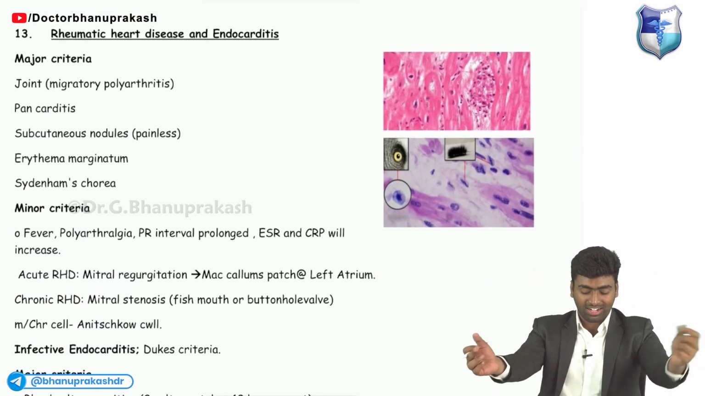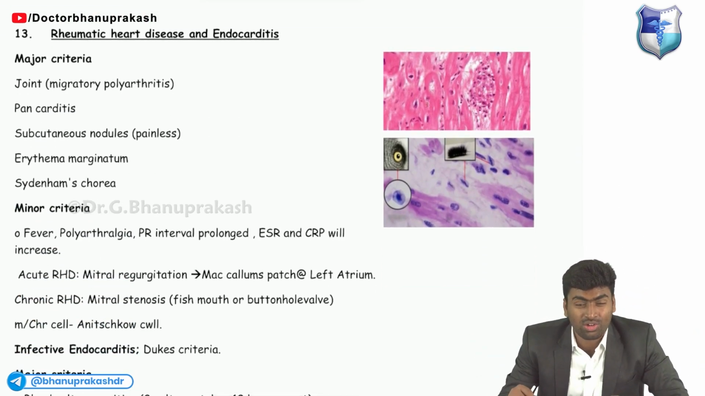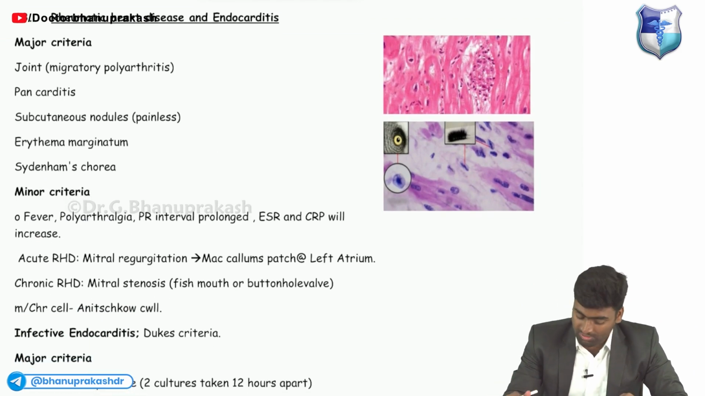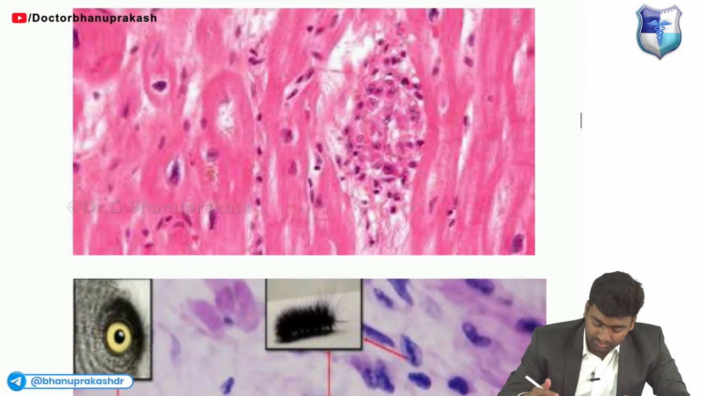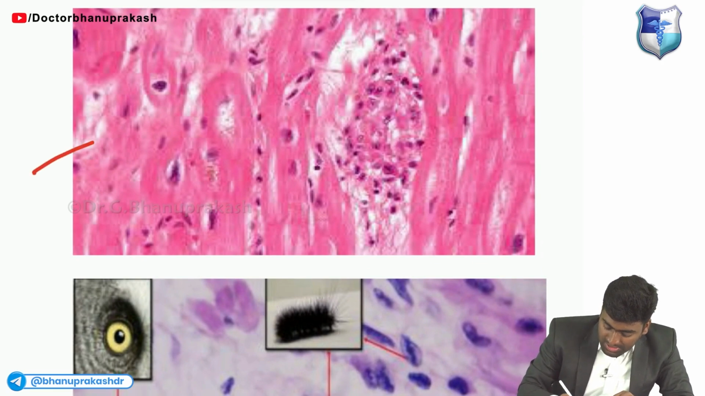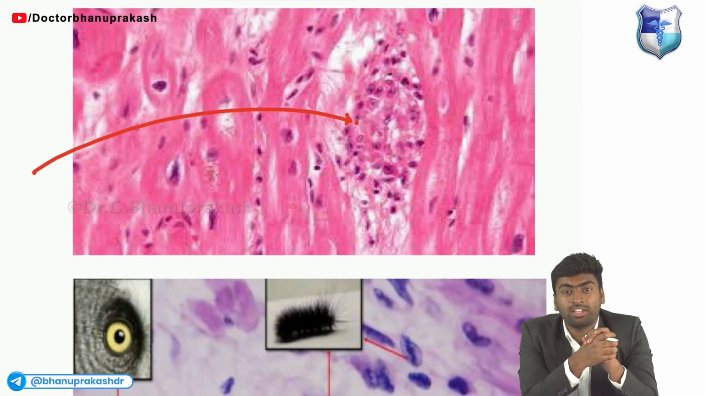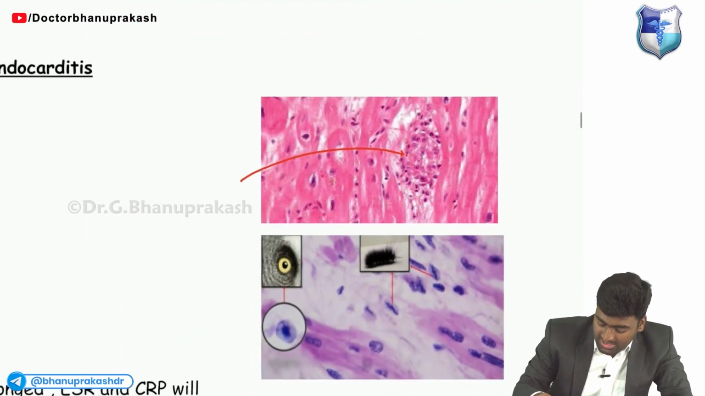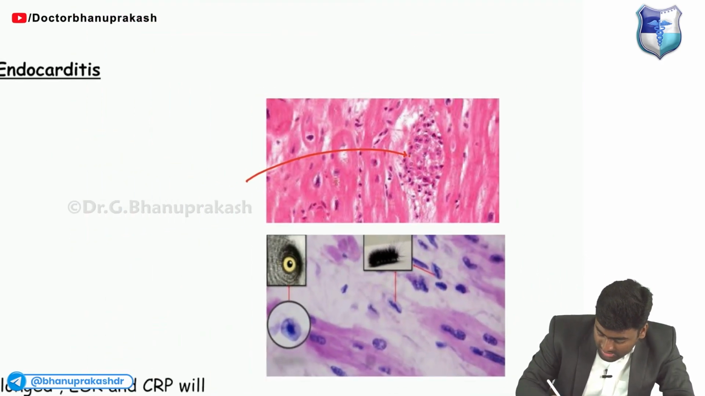It is rheumatic heart disease and endocarditis. It is one of the hot topics, being tested multiple times and more frequently. They will give you this image and ask, what is the name of this body? I'll give you 5 seconds. Think and tell me. It is the Aschoff body, known as Aschoff nodules especially.